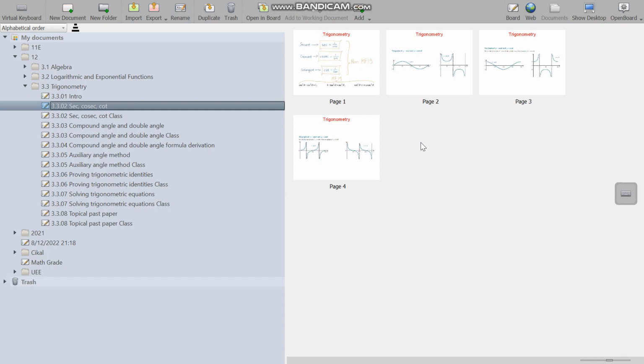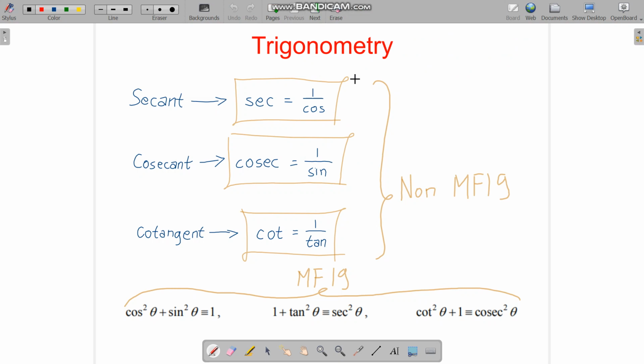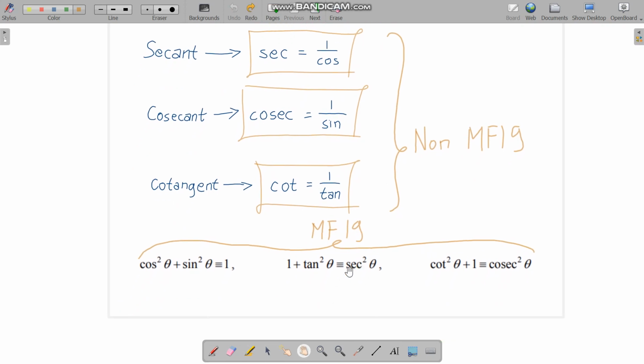Hello everyone, this video is about secant, cosecant and cotangent. Secant, in short just sec, equals 1 over cosine. Cosecant, in short we write cosec, equals 1 over sine. And cotangent, or cot, equals 1 over tangent. These are not in the MF19, but we do have this in the MF19, which is pretty simple.